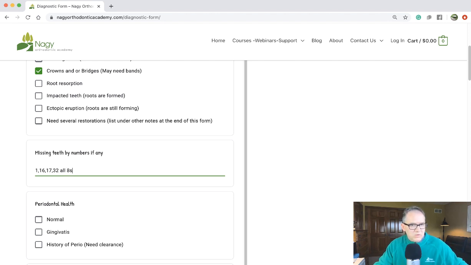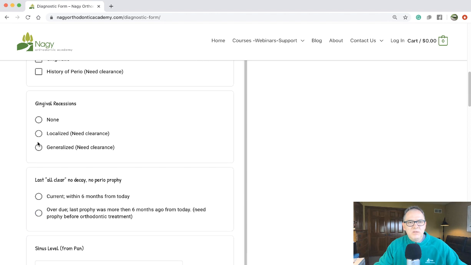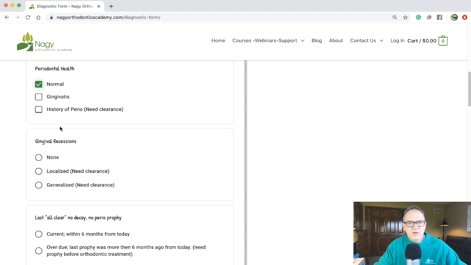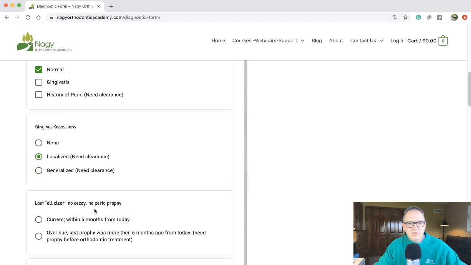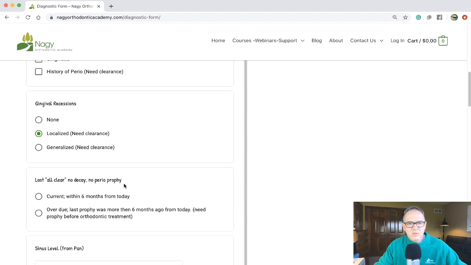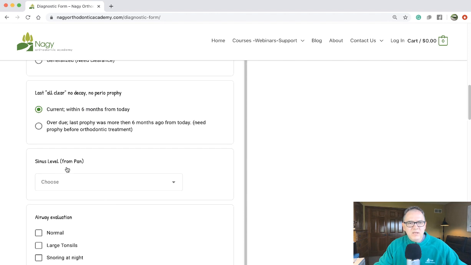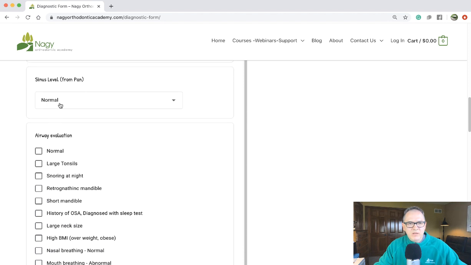You could put in periodontal health. Let's say they have normal gingival recession, or let's say localized, they have some recessions. Last, all clear, no decay. Periodontal prophy: current, they had a cleaning within 6 months. Sinus level from pan, let's say that's normal. There are some options, low or normal. You don't want it low, you want it normal at least.